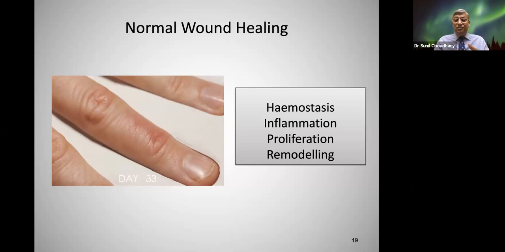And then there is collagen formation, which is proliferation. And once the collagen is formed, most of the collagen in the initial phase of the wound is type 1 collagen, and then it is remodeled and converted into type 3 collagen. And that's basically the scar remodeling or the scar maturation phase as well. So these are the four overlapping phases where normal wound healing is concerned.